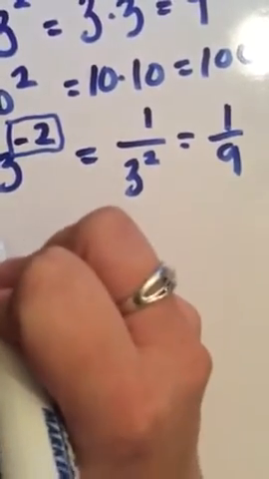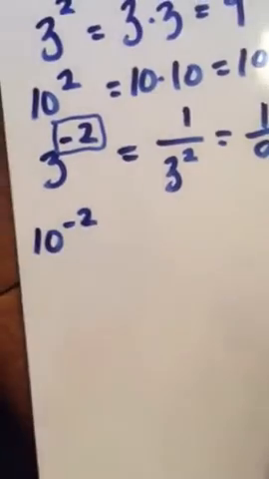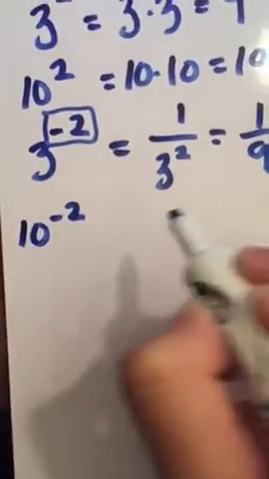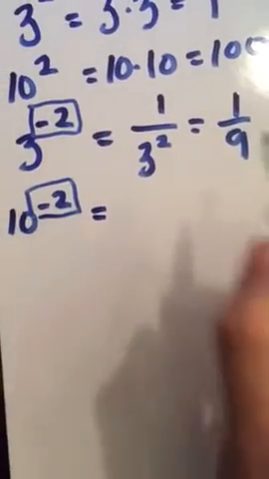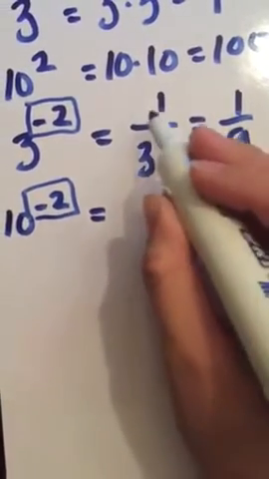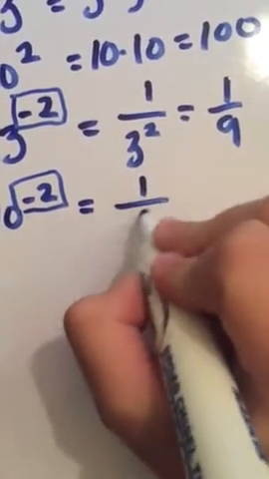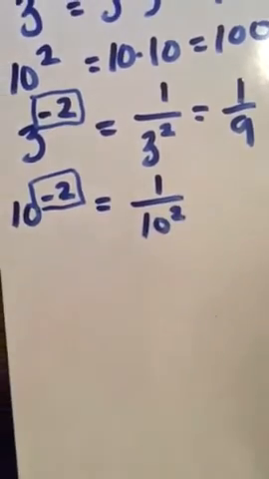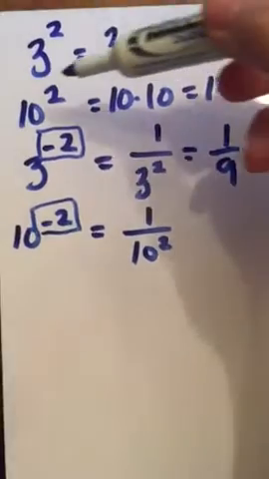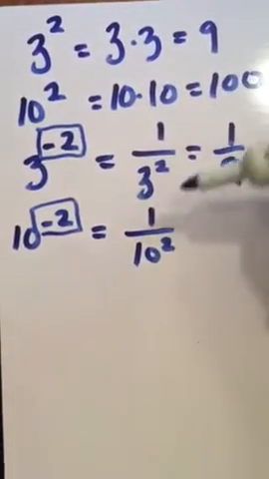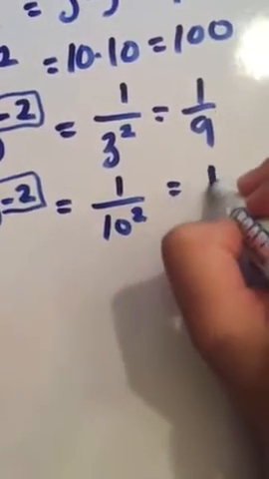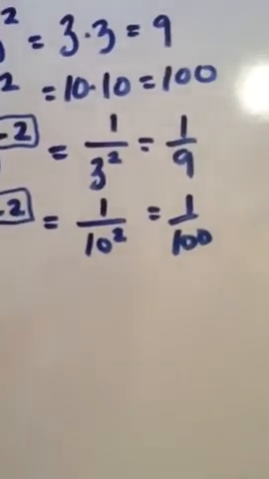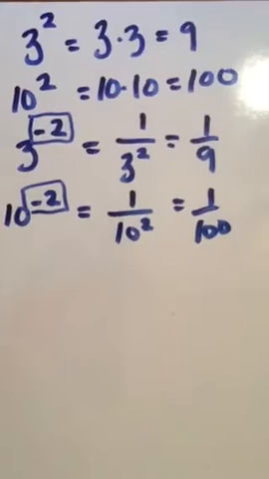Again, let's say I had 10 to the negative 2. This negative exponent tells me I need to rewrite it like I did up here as 1 over 10 squared. And still applying these rules I did up here, 10 squared gave me 100. It's just now in the denominator, 1 over 100.